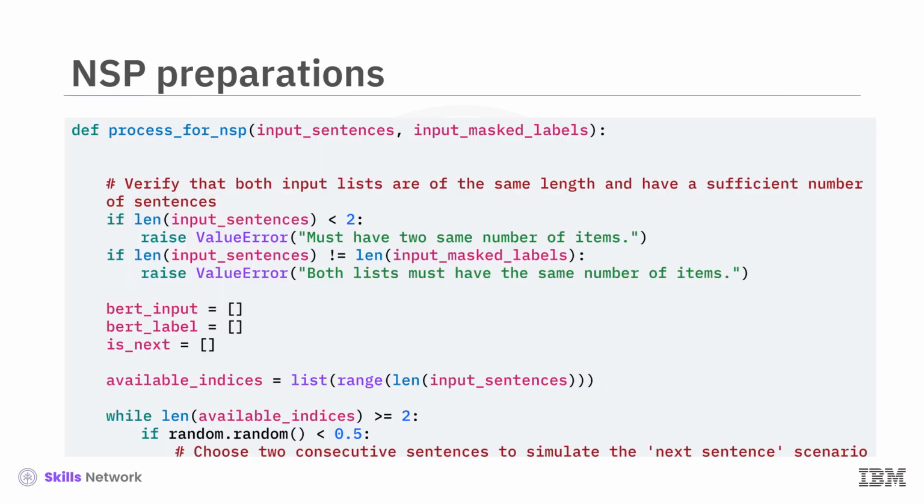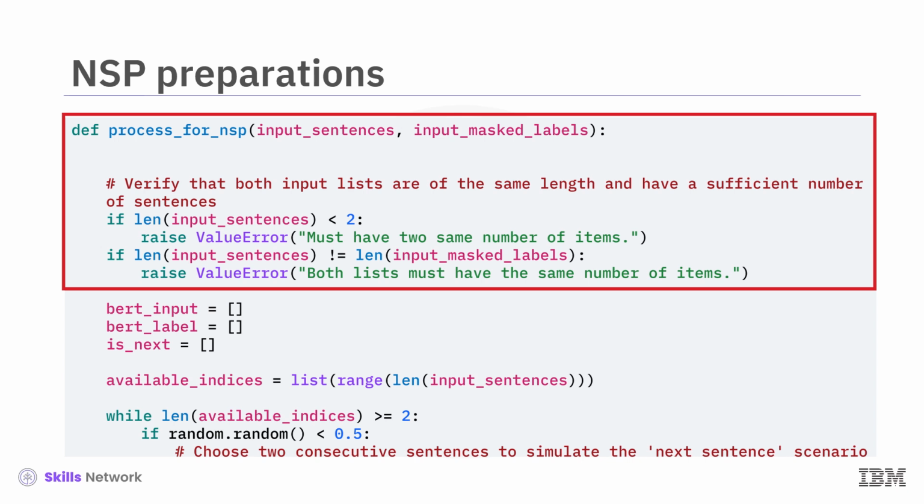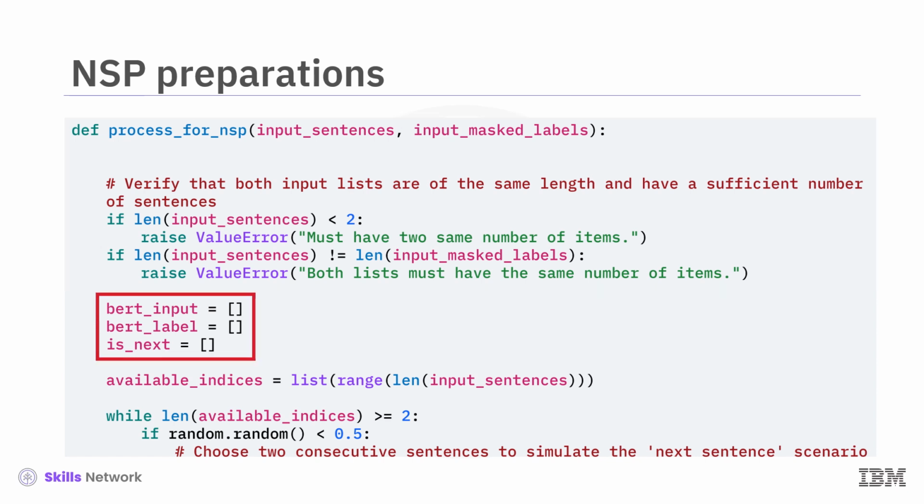The process for NSP function is used to prepare data for the next sentence prediction or NSP task in BERT training. This function takes a list of tokenized sentences and a corresponding list of masked labels as inputs. It verifies that both lists have the same length and enough sentences. The function initializes lists to store the sentence pairs for BERT input, the masked labels for the sentence pairs, and binary labels indicating whether the sentences are consecutive or not.